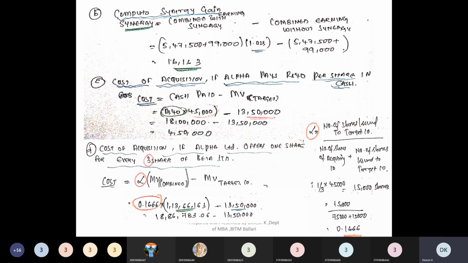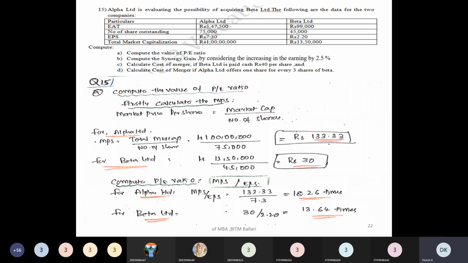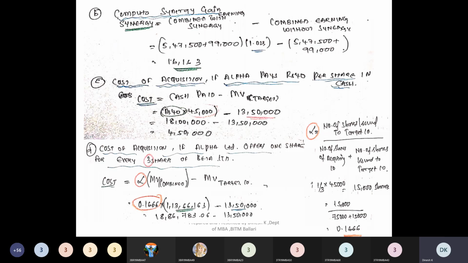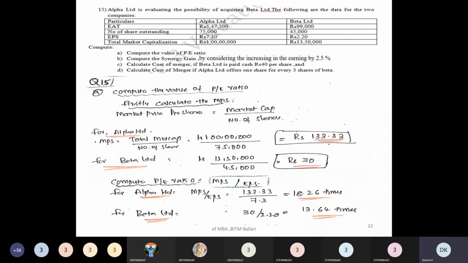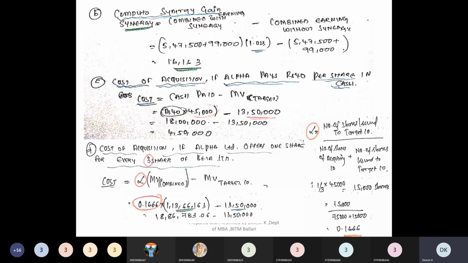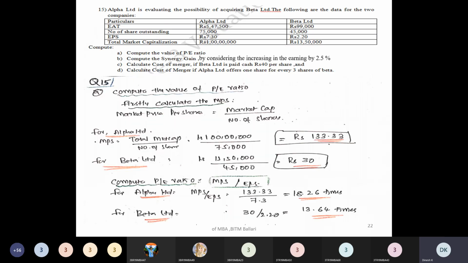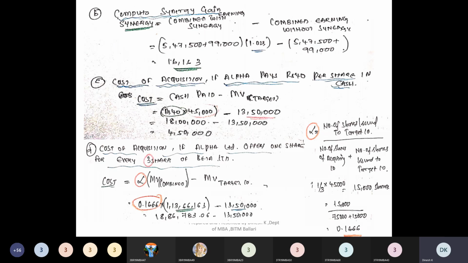So alpha value multiplied by the market value of the combined entity, right? The combined entity here would be 1 crore plus 13 lakhs 50,000, plus the synergy benefit of 0.025. So you'll be getting the value as 1 crore 13,66,163, multiplied by alpha value, minus the market value of the target firm. Market value of the target firm is given as 13,50,000, right? So you take that.